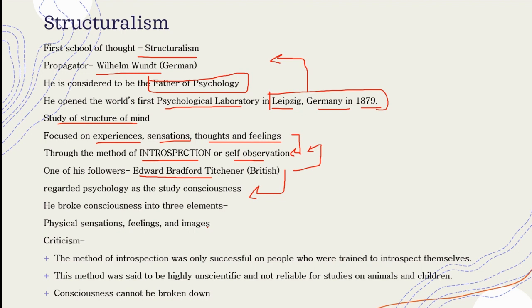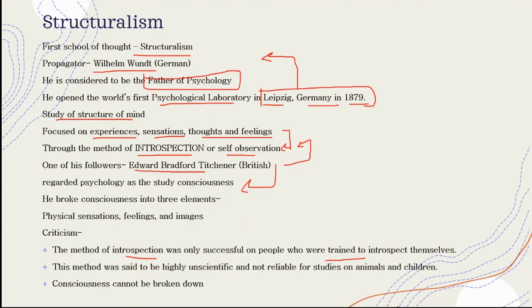And any study would actually arouse criticisms as well. So, the criticism for the structuralism school of thought was that it used the method of introspection, which was only successful on people who were capable of introspecting themselves or who were trained to introspect themselves. And also, they found that the method of introspection is highly unscientific. That's because it cannot be studied on animals or on children. And that is why this school of thought was rejected.